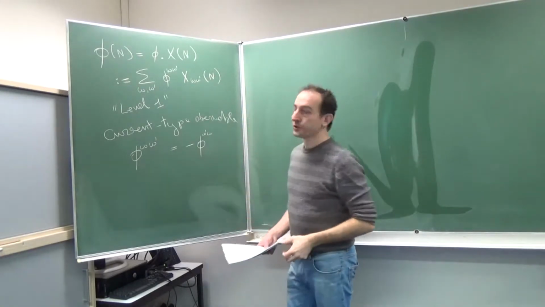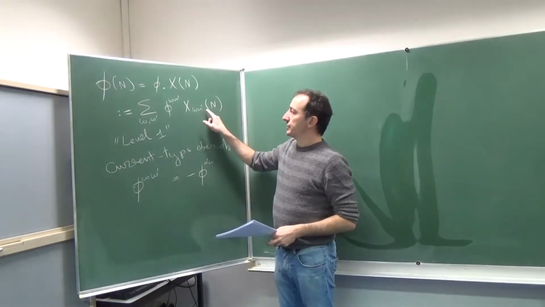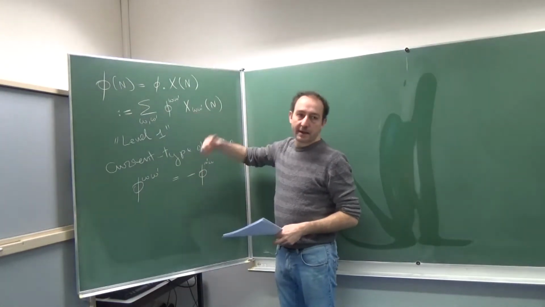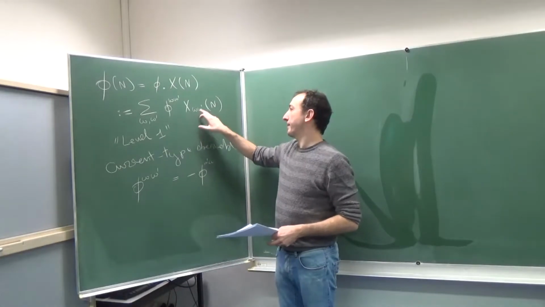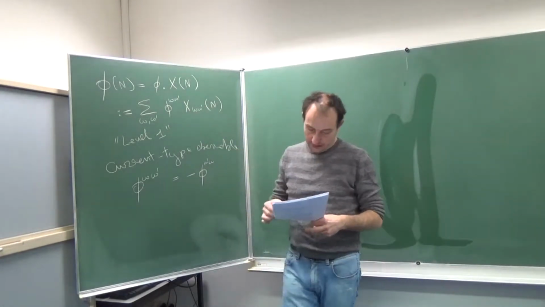Okay? So we're always considering the number of transitions from omega prime to omega minus the number of transitions from omega prime in some linear combination. Okay?